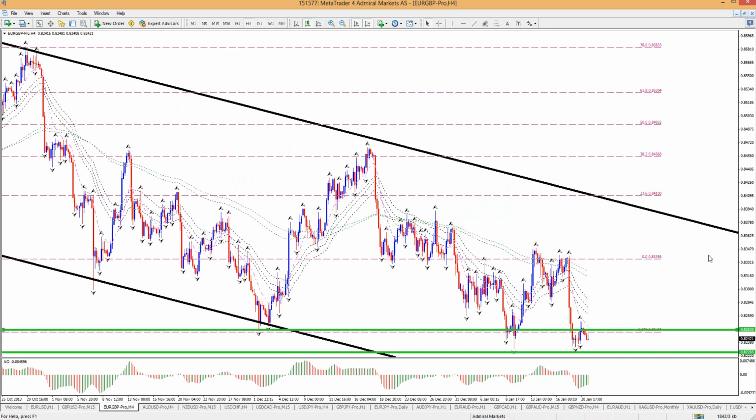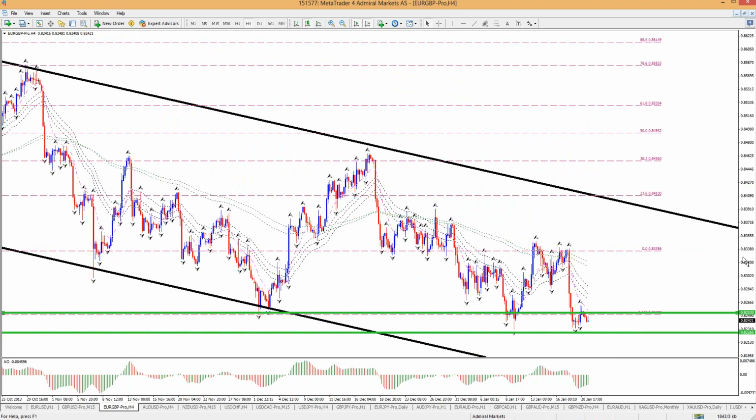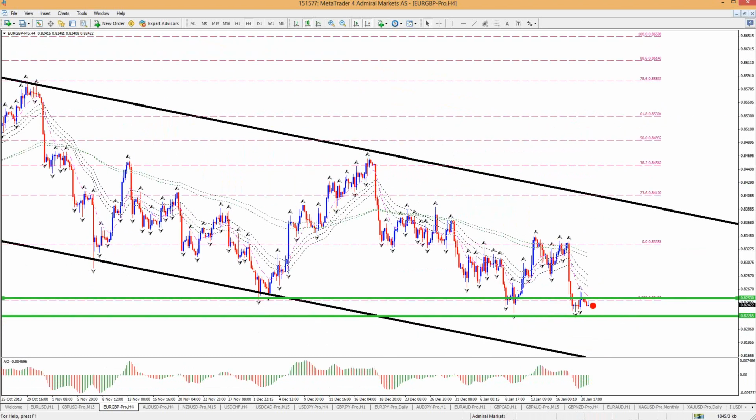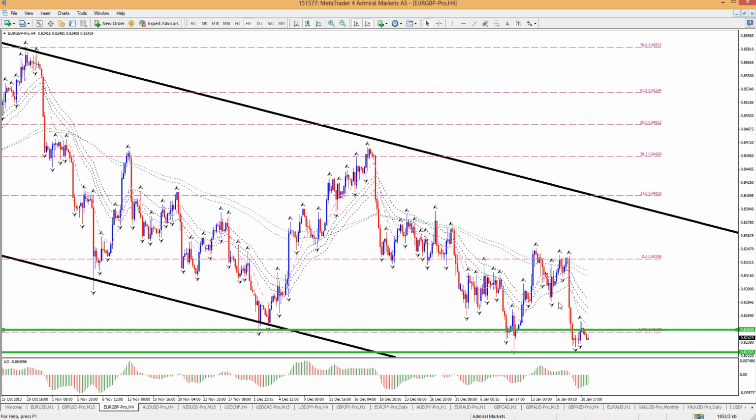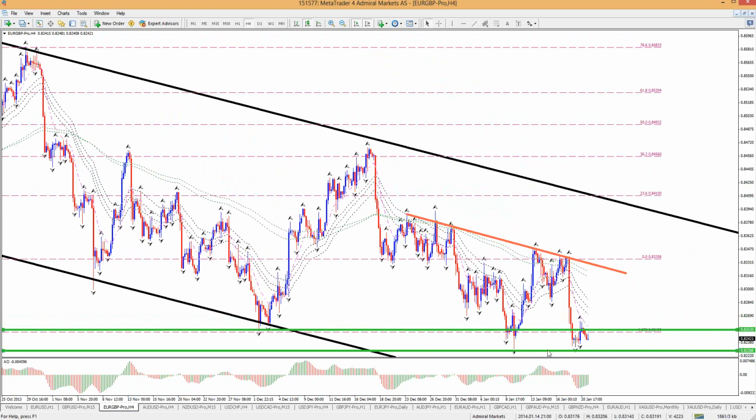Sorry about that. So down to the 4-hour. Yeah, the only thing is we're right at support. So from a euro pound perspective, there's really no trade from my perspective because it's in a downtrend, but it's also at support, which means that I don't see any with-the-trend setup because it's too close to support. But I wouldn't want to trade to the upside speculating on a potential bounce if it's in such a downtrend.